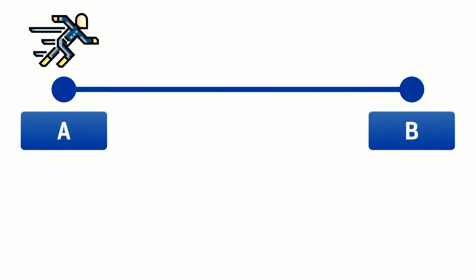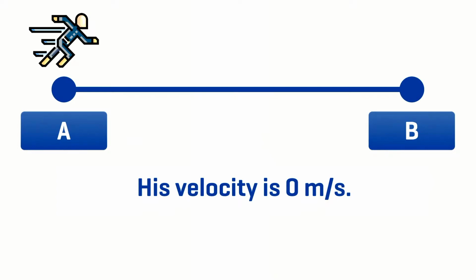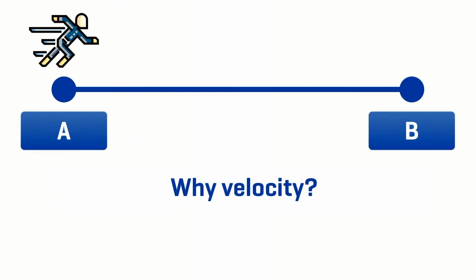Quite simple. At point A, Quicksilver is at rest. In other words, his velocity is 0 meters per second. In this case, I am referring to velocity because Quicksilver will move from point A to point B. He will move from left to right across the screen, and that means there is a direction. And in this case, I'm going to refer to a velocity change.